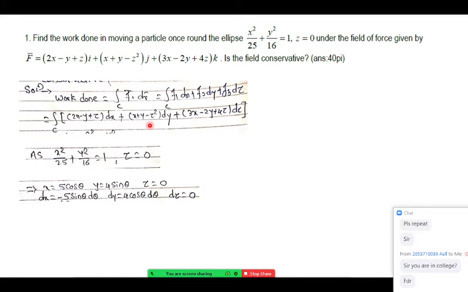But can you tell me the limits for theta now? What will be the limit for theta? Yes, sir, 0 to 2 pi, because it's saying it's one rotation. Correct, very good. Nice. So this is the important key here.